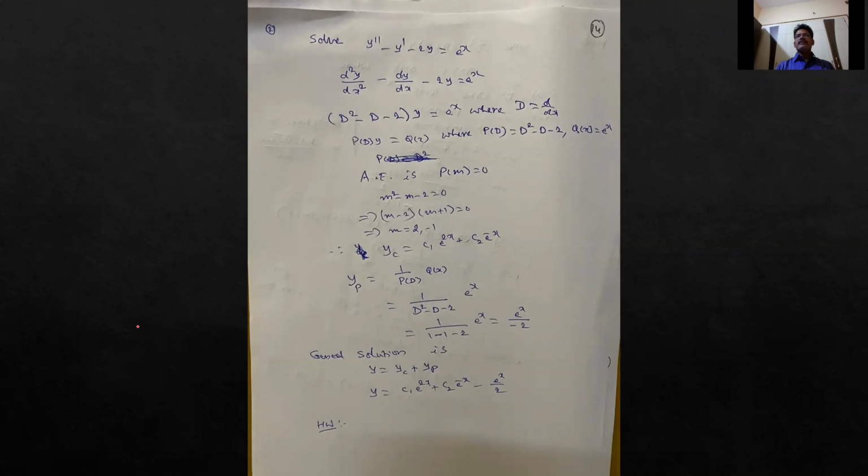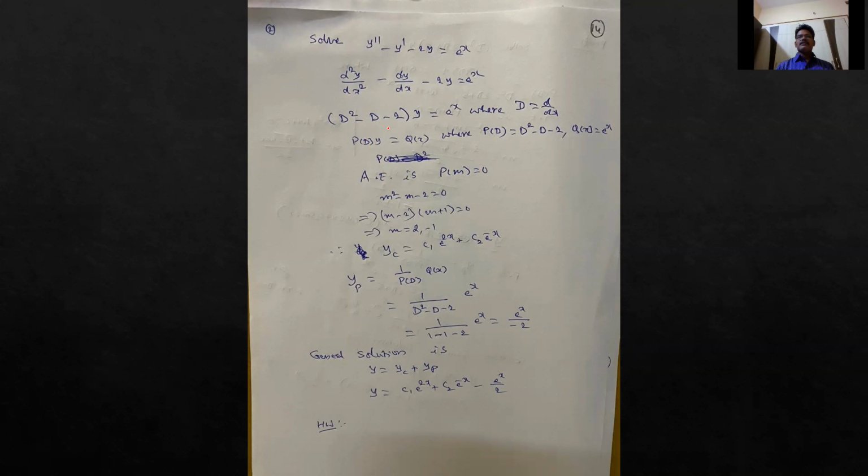The next problem. Solve y double dash minus y dash minus 2y equal to e power x. You know that y double dash means d square by dx square, minus dy by dx, minus 2y equal to e power x. So D is equal to d by dx, then this can be written as D square minus D minus 2 of y equal to e power x, where P of D equals D square minus D minus 2, and Q of x equals e power x.